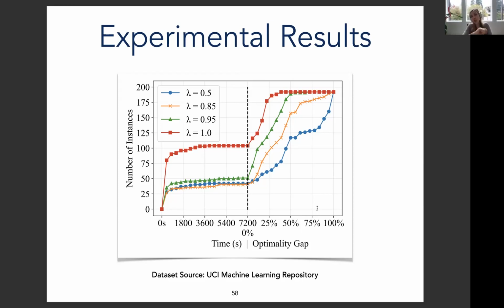What we're showing here is different lines for different values of lambda. The results make sense. The less robust our approach, so lambda equals 1 is the non-robust case, the more instances we're able to solve. So there's a price to pay. In trying to be robust, you have greater solver times, greater optimality gaps, and whatnot.